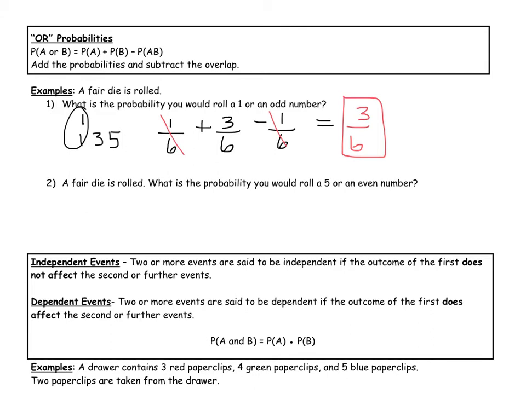So for number 2, what's the probability we roll a 5 or an even number? So either a 5 or 2, 4, 6. There's no overlap, so we could just look at it and say 4 out of 6, which reduces to 2/3.